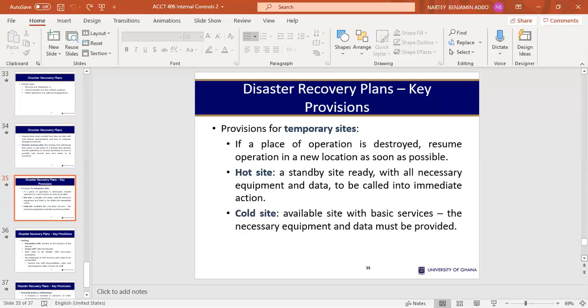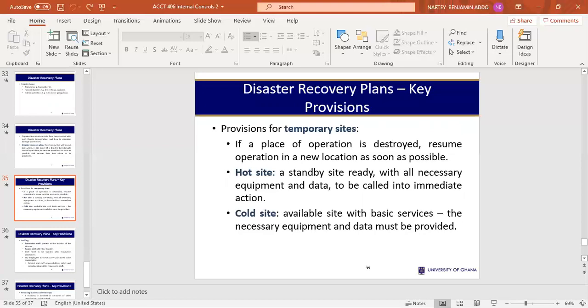We have what we call hot sites and cold sites. A hot site is a standby site which is ready, with all necessary equipment and data, to be called into immediate action. If anything happens, we can rely on the hot site quickly. But as for the cold site, it is also available, but there is no equipment or resources that can be relied on and used. You see, for example, the medical squad, we heard them reporting that they can actually admit patients that have contracted COVID-19, but then they need some facilities, so that can be compared to what we call a cold site.